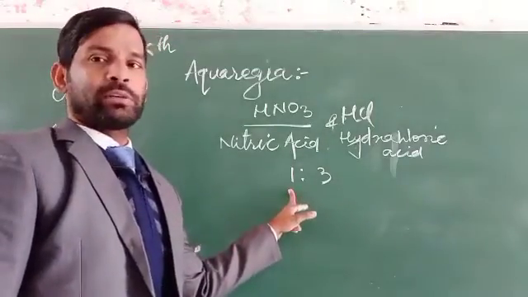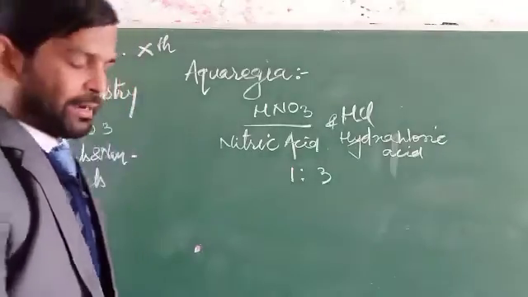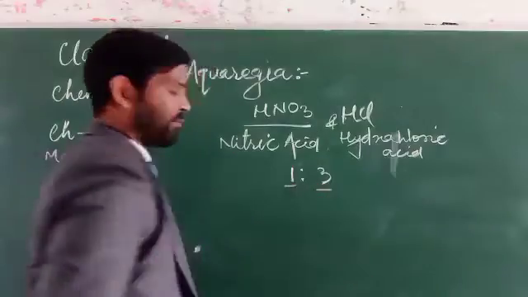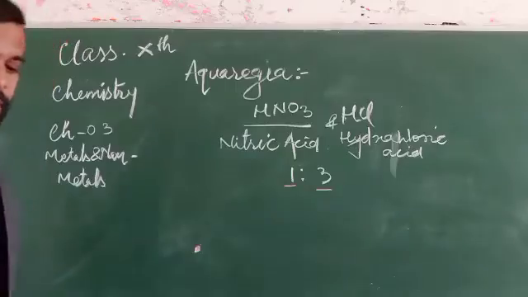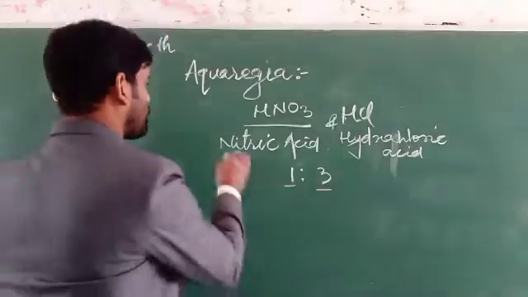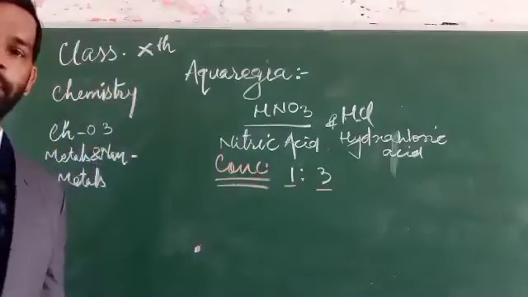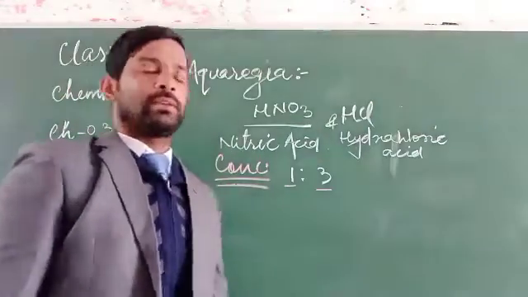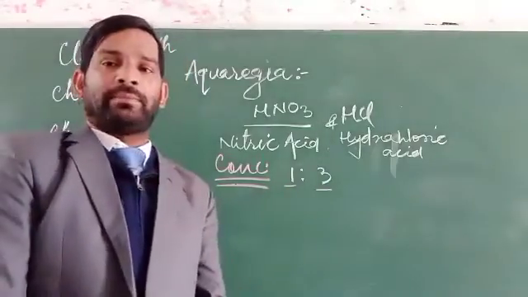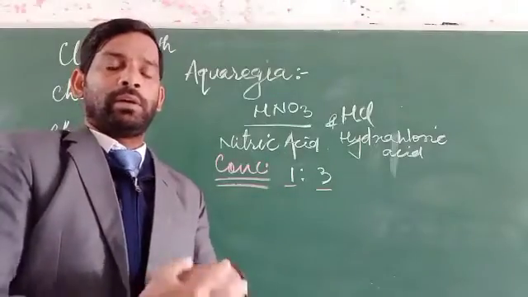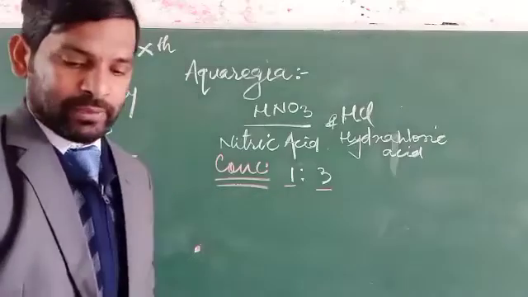That means if the concentration is about 1% nitric acid, then 3% of hydrochloric acid. Most importantly, concentrated nitric acid as well as concentrated hydrochloric acid in the ratio of 1:3. So that can be considered as aqua regia. It is the most corrosive in nature.